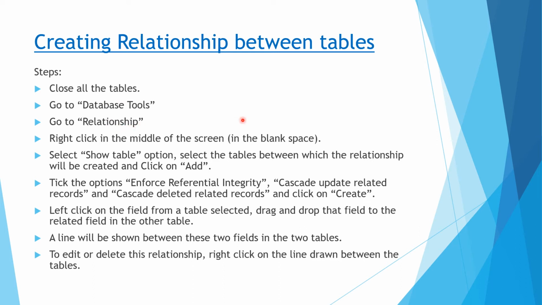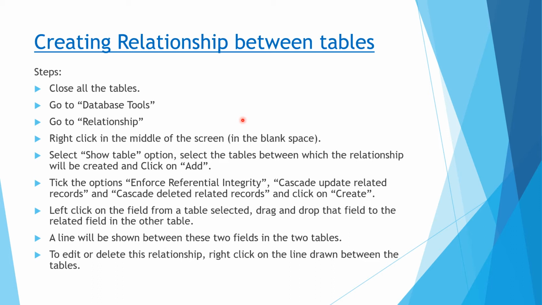As soon as you click that, there will be a blank screen in front of you, and there will be no table at that time. You have to right click on the blank space and go to the Show Table option. If you go to the Show Table option, a pop-up window will appear in front of you with the list of the tables. You have to select any two tables between which you want to create the relationship. There are two ways you can select the tables. One way is to double click on them, or another way is to left click once and then click on the Add button. If you want to select multiple tables at the same time, you can do it with the help of your Control key.